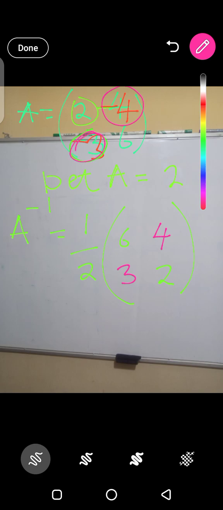If this one is positive, it will become negative. If it is negative, it will become positive. Same with this one. If this one is positive, it will become negative. If it is negative, it becomes positive. That's how you solve this. I hope you have understood.